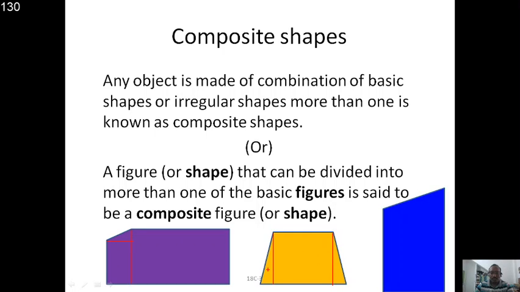right? So this one is 1, this one is 2, a rectangle. All are basic shapes. So this can be divided into 3 parts and this can be divided into only 2 parts. So this is the triangle. Hence this part is a rectangle and this part is a triangle. So a figure that can be divided into more than one basic figure is said to be a composite figure, right?